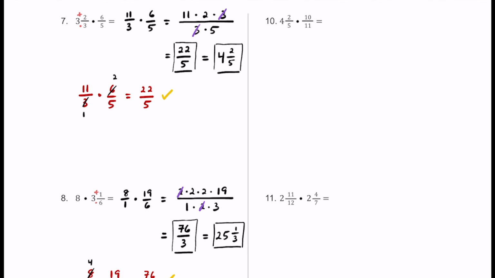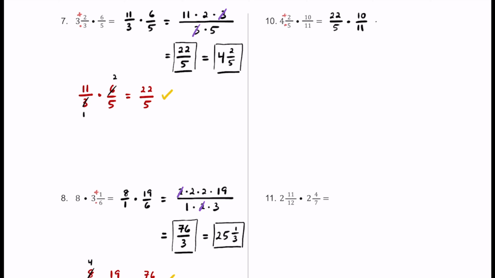For number 10, we have a mixed number times a proper fraction. So let's take this 4 and 2/5 and make it improper. So 4 times 5 is 20. 20 plus the 2 on top, that's going to be 22. So we have 22 over 5, and we're going to multiply that by 10 over 11.